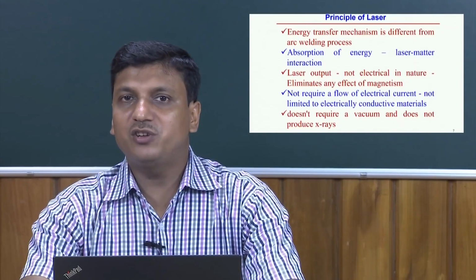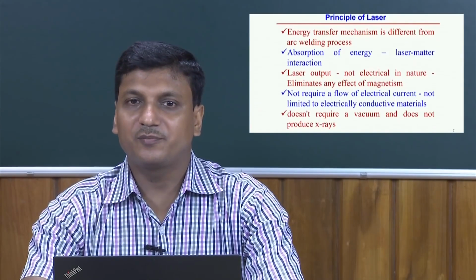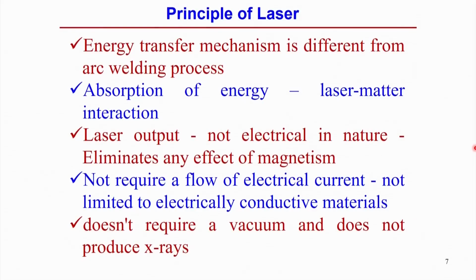So, the mechanism of the energy transfer in case of laser welding is completely different from the arc welding process, and of course, the absorption of the energy depends on how the laser is interacting with the material. That means, in general we call it laser matter interaction, and the laser output is actually not electrical in nature. That means it eliminates any effect of the magnetism, but this is not the case in arc welding, because in arc welding there is a current flow and it always tries to create some electromagnetic field, and the arc characteristics or the creation of the arc mechanism is different from the laser in that sense.